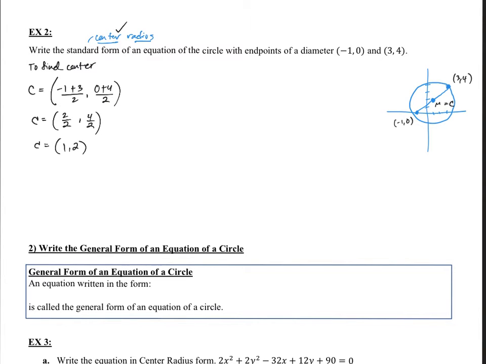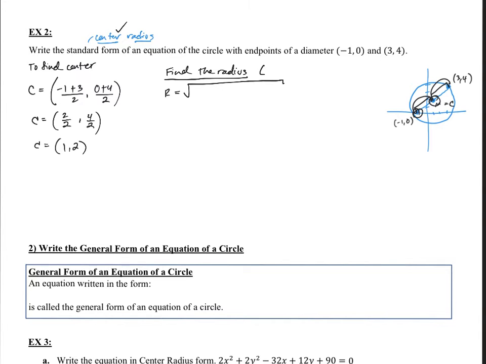So the radius is the distance from this point to this point, or the distance from that one to this one. Well, we could use the distance formula and just find the distance between either one of these. I like to use the smallest numbers possible, so let's find the distance from the center to this point here. Notice if I did it from the other direction, it would give me the same thing. So the radius is going to equal the distance between (-1, 0) and our center.